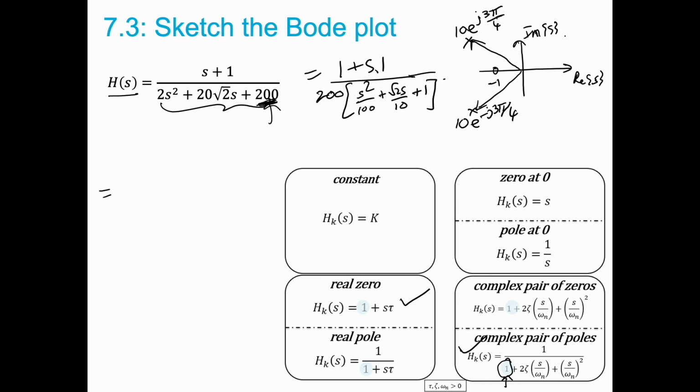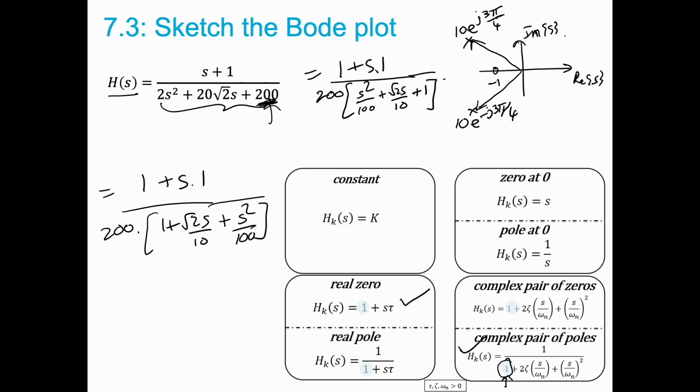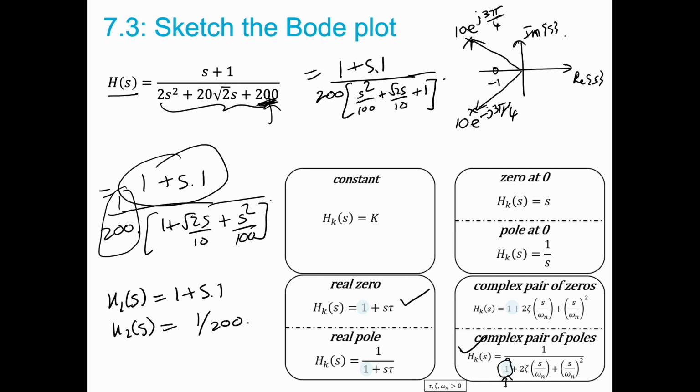Okay, so I can rewrite the same thing as (1 plus s) times 1/200 times 1 over (1 plus square root 2 s over 10 plus s squared over 100), right? So this term corresponds to the first block. Let's write that as h1 of s equals 1 plus s. Notice there's also a constant of 1/200 here, so h2 of s is simply a constant, 1/200. And h3 of s is the third standard building block, which is 1 over (1 plus square root 2 s over 10 plus s squared over 100).